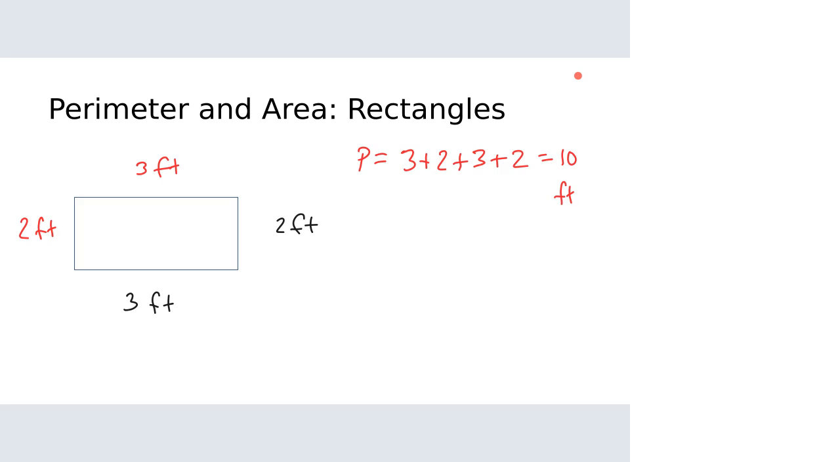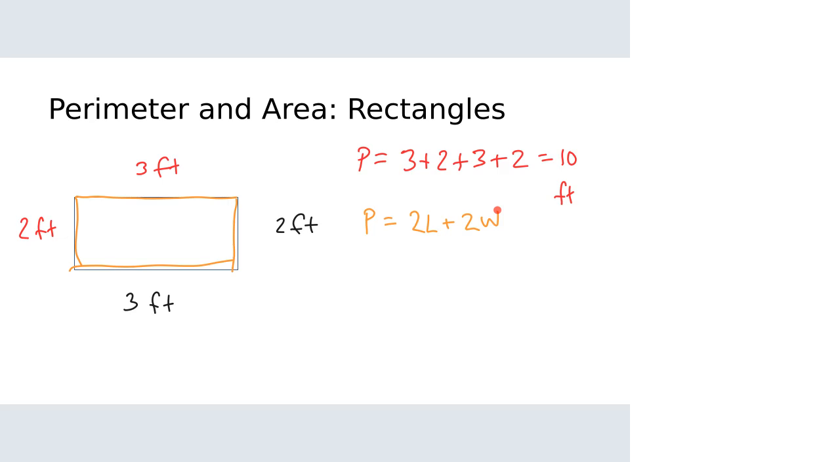Another way to do perimeter here, if you really like formulas, is you could say, well, wait a minute, I'm doing the length twice and adding that to the width twice. And so for the perimeter of a rectangle, if you want to use a formula for that, it's 2 times the length plus 2 times the width.